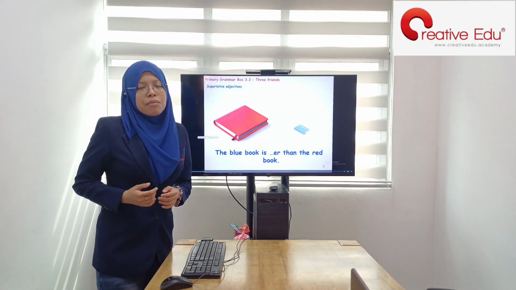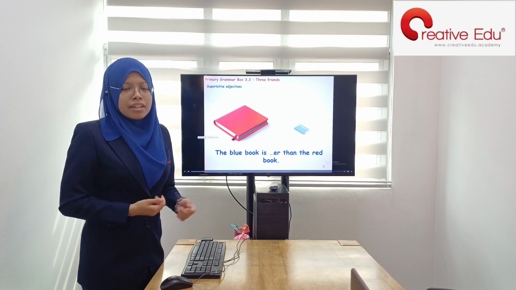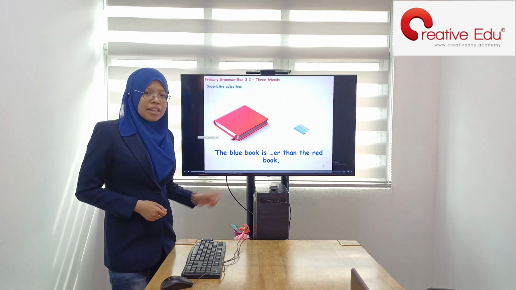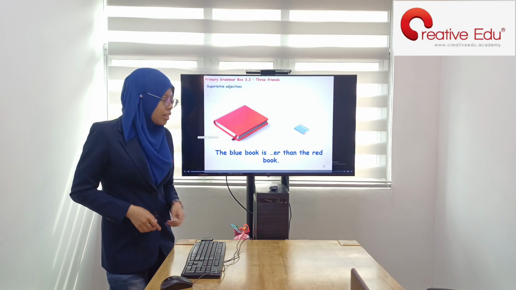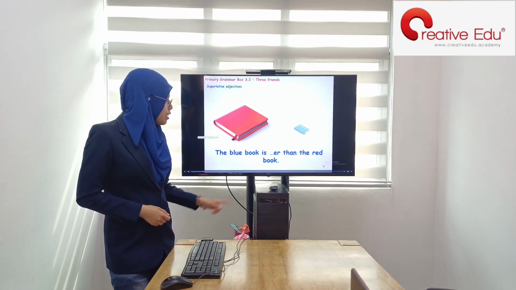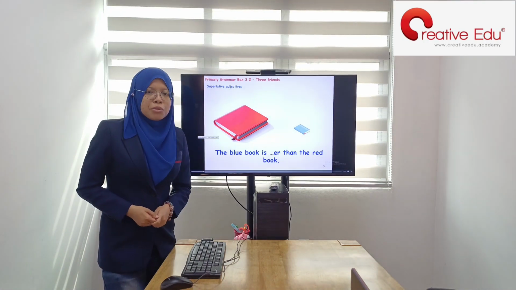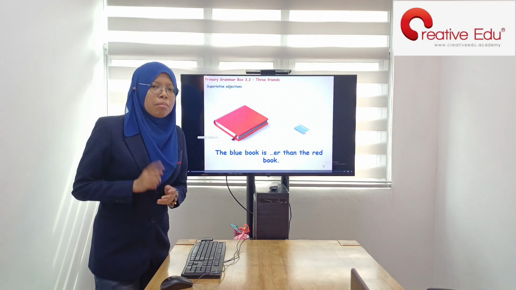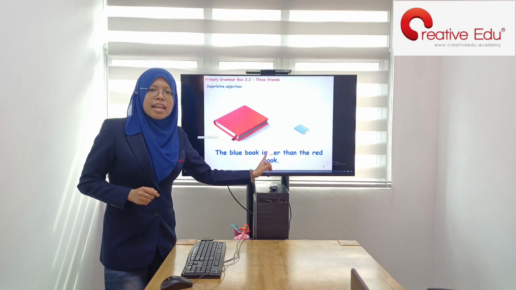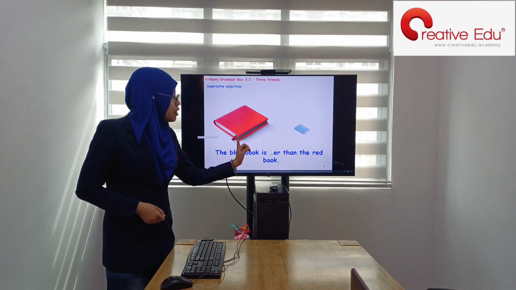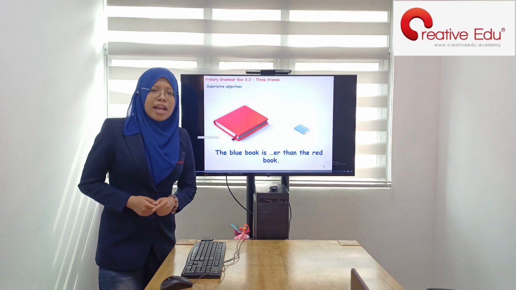Okay, how about if you want to make it in reverse? That rule can still be applied, and you can write this sentence if you want to focus on the blue book, like this: the blue book is ER than the red book. Make sure to insert your adjective and then add the ER letters at the back. So the full sentence will become: the blue book is smaller than the red book.